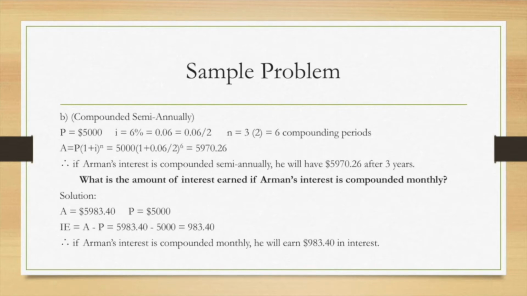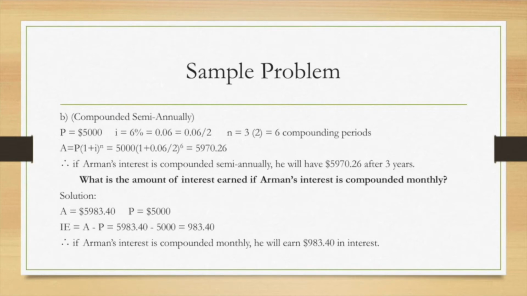Moving on to part B, where his interest is compounded semi-annually, our principal amount is the same. Our I value is now 0.06 divided by 2, since our semi-annually compounding period factor is 2, and our number of compounding periods is 3 times 2, which gives us 6 compounding periods. When we sub in our given values into our formula, we get 5,970.26. Therefore, if Arman's interest is compounded semi-annually, he will have $5,970.26 after 3 years.